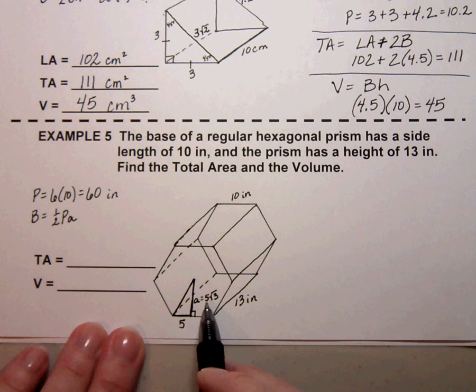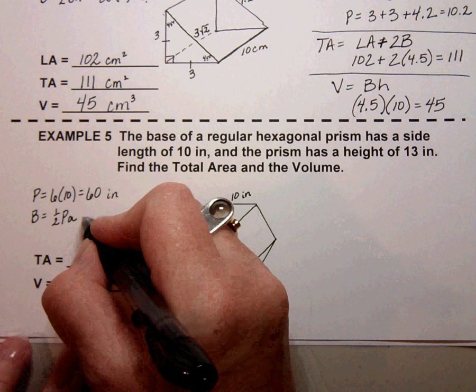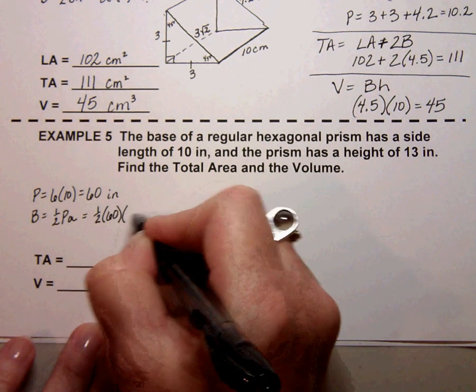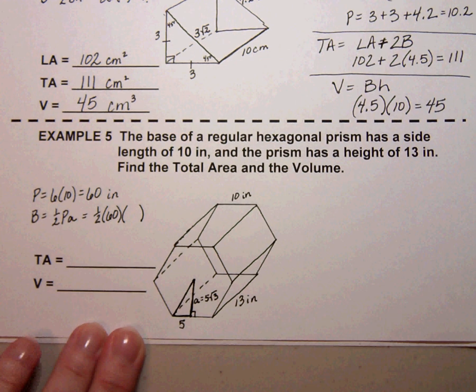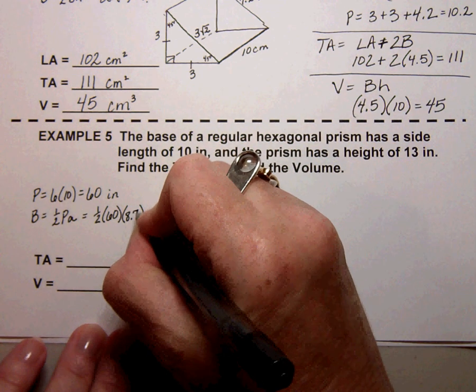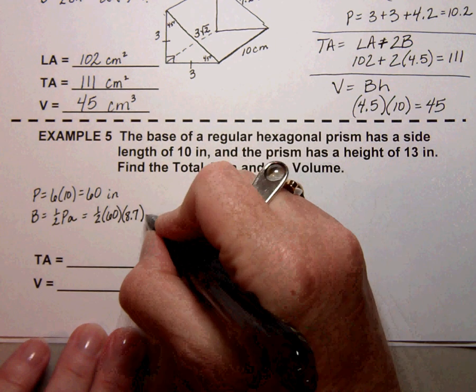That is important because you're going to need that when you're working out the area of this base. So you're going to take 1/2 times the perimeter 60, and for my apothem I'm going to use the decimal form, so 5 times the square root of 3 is approximately 8.7. So we're going to use 8.7. So it's 1/2 times 60 times 8.7. That's about 261.